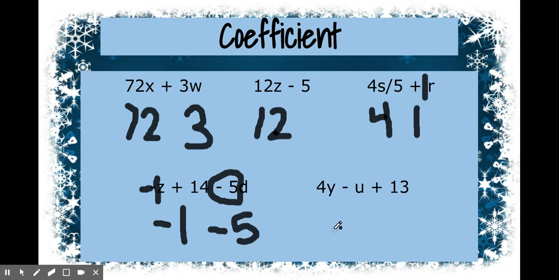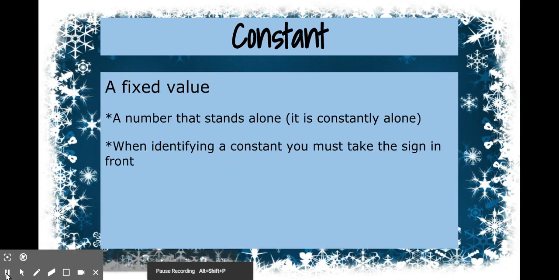For the last example, we have 4y minus u plus 13. The 4 is being multiplied by the y, so I have a coefficient of 4. And I can't forget, in front of this u is my secret ninja 1. And I need to take the sign in front, so I have a negative 1. These are all my coefficients.